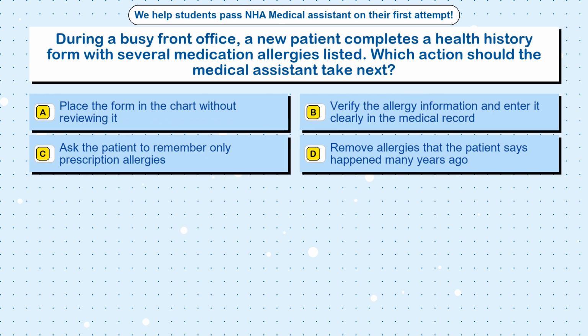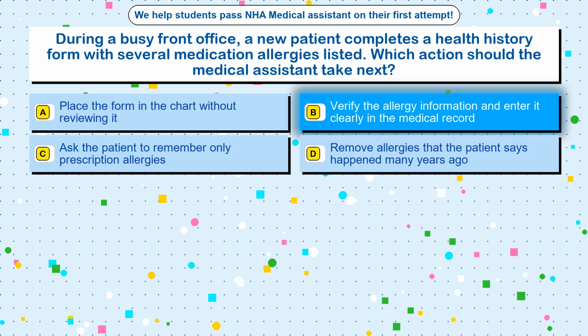Question 37. During a busy front office, a new patient completes a health history form with several medication allergies listed. Which action should the medical assistant take next? Option A, place the form in the chart without reviewing it. Option B, verify the allergy information and enter it clearly in the medical record. Option C, ask the patient to remember only prescription allergies. Option D, remove allergies that the patient says happened many years ago.